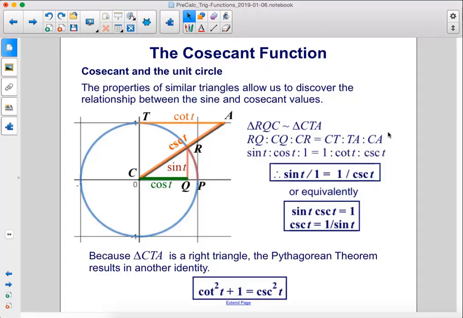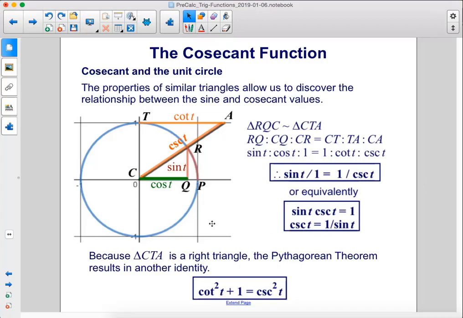Cosecant and the unit circle. The properties of similar triangles allow us to discover the relationship between the sine and cosecant values. Triangle RQC is similar to triangle CTA. RQ is to CQ is to CR as CT is to TA is to CA. Therefore, sine t is to cosine t is to 1, as 1 is to cotangent t is to cosecant t. Therefore, sine t over 1 equals 1 over cosecant t, or equivalently, sine t times cosecant t equals 1, and cosecant t equals 1 over sine t.